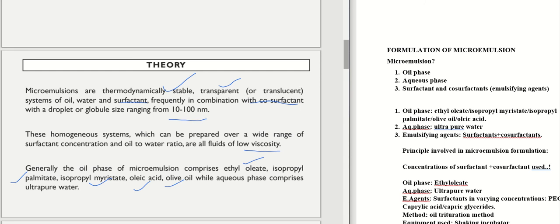So basically, the formulation of microemulsion includes oil phase, aqueous phase, and surfactant and co-surfactant combinations. The globule size ranges from 100 to 10 nanometers. These are homogeneous systems. Why? Because of micronized droplet size, these are evenly distributed and thermodynamically stable. The major physical difference is that these are low viscous formulations.